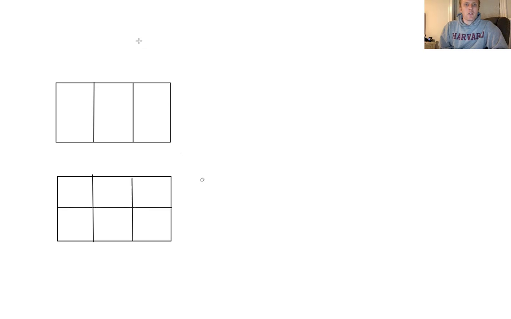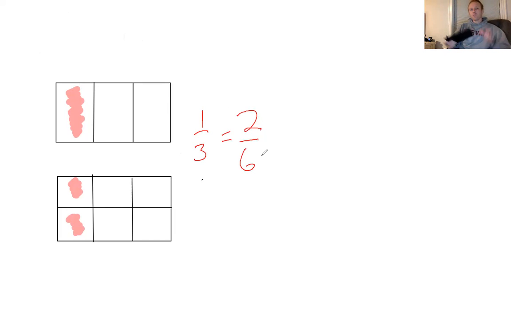Okay. So if I was to color in 1/3 on top, that's the same as coloring in 2/6. We covered this yesterday, right? 1/3 equals 2/6. You know that. You know what the picture of that looks like. However, you haven't seen that on a number line yet. So let's show you what that looks like on a number line.